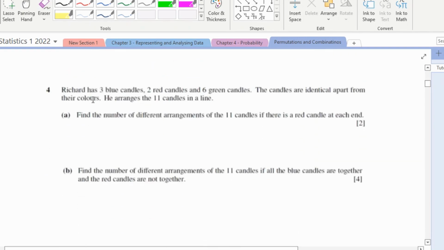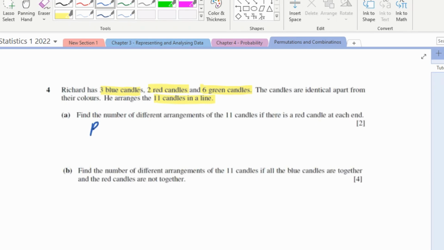Okay. This also is another type of question we have here, similar. 3 blue candles, 2 red candles, 6 green candles, and they're identical apart from their colours. So if they're identical, that means that if you have red, green, red, that's the same whether you swap the reds around. And he's arranging 11 in a line for some reason or other, as you do. And we've got to find the different arrangements of the 11 candles if there's a red at each end.